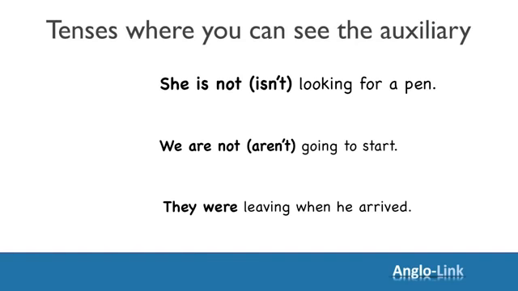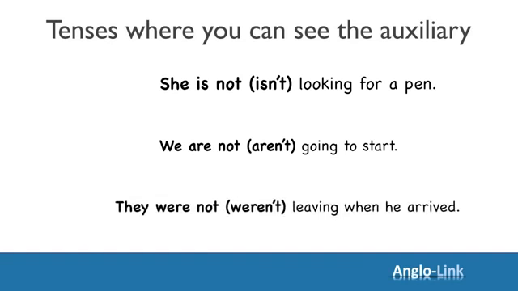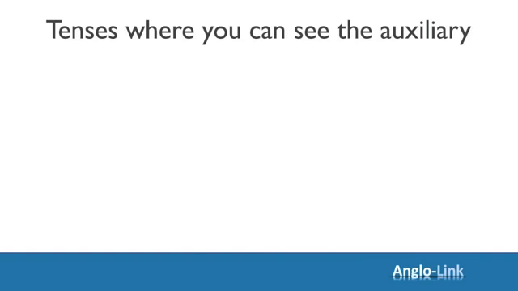They were leaving when he arrived. They were not leaving when he arrived. They weren't leaving when he arrived. Let's look at some other auxiliaries now. The verb have as an auxiliary in the present perfect. She has just left. Just add not to has. She has not just left. She hasn't just left.